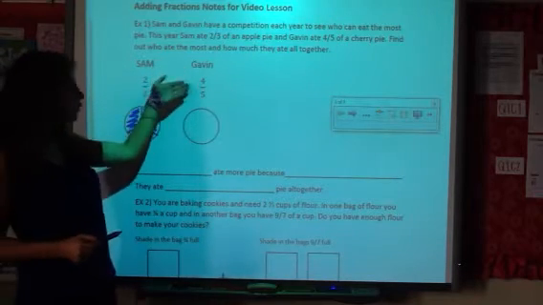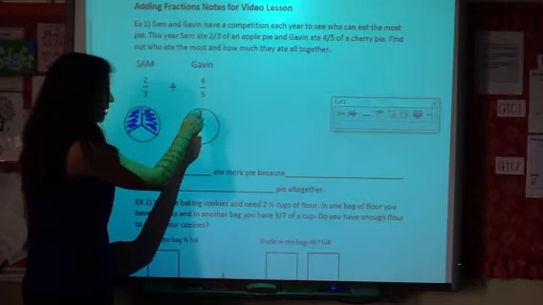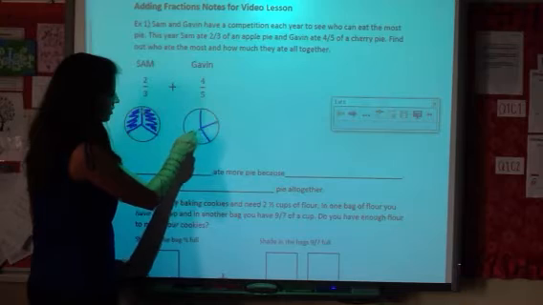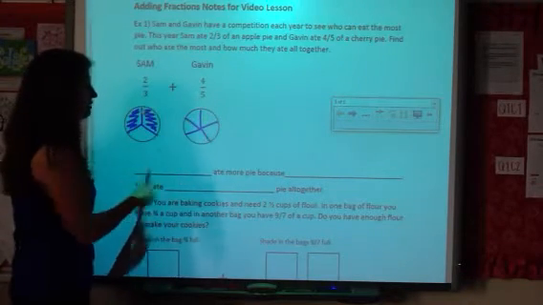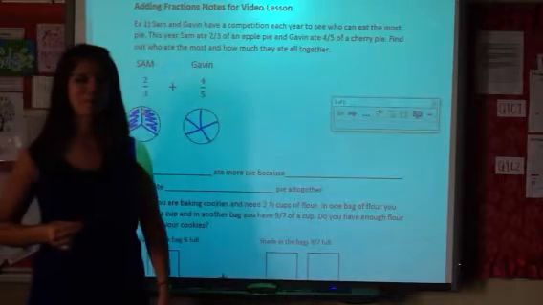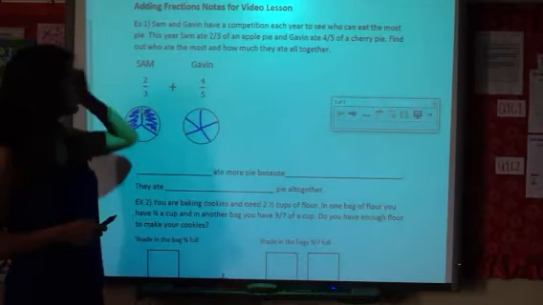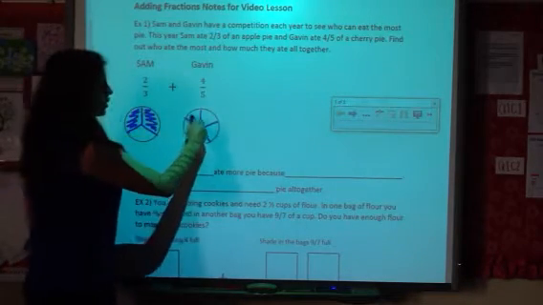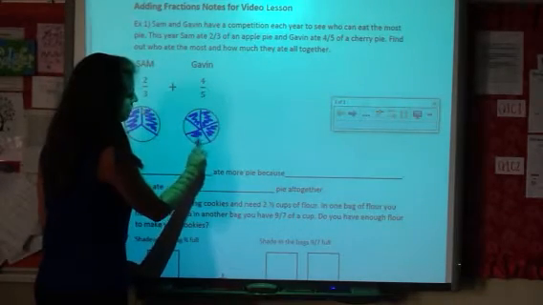And Gavin ate 4/5 of his pie. So fifths is a little bit harder to make. We can do 1, 2, 3, 4, 5. Okay, so 1, 2, 3, 4, 5. I'll give you a second if you're not as experienced as breaking into fifths as I am, but go ahead and break your second circle there into fifths. And so 4/5, I'm going to go ahead and shade in the 4 pieces to represent the 4/5 that he ate.